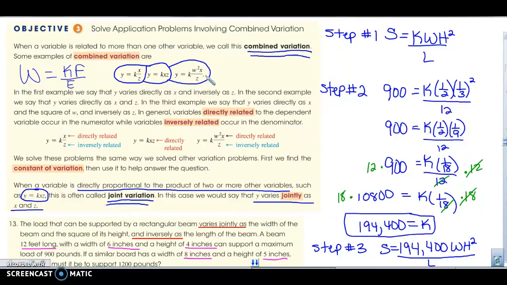Here are a few examples of what combined variation might be. Again, notice K is a part of every problem. We always need to find that constant of variation. Anytime they mention the word direct, remember to multiply. Anytime we mention the word inverse, remember to divide.